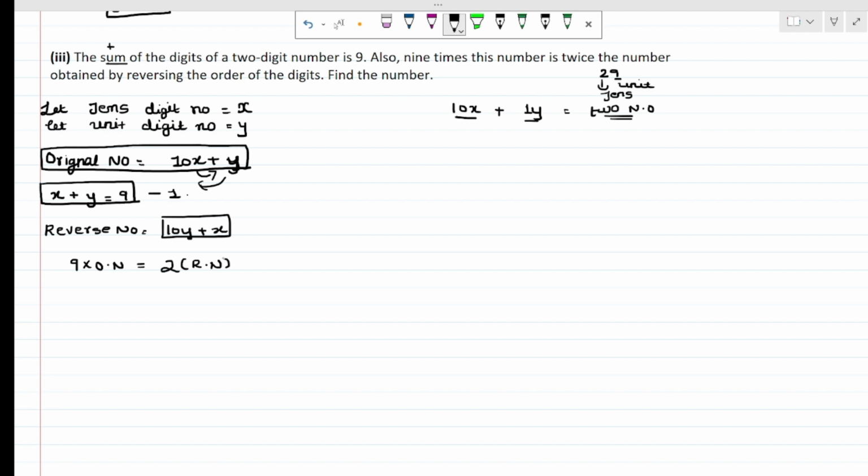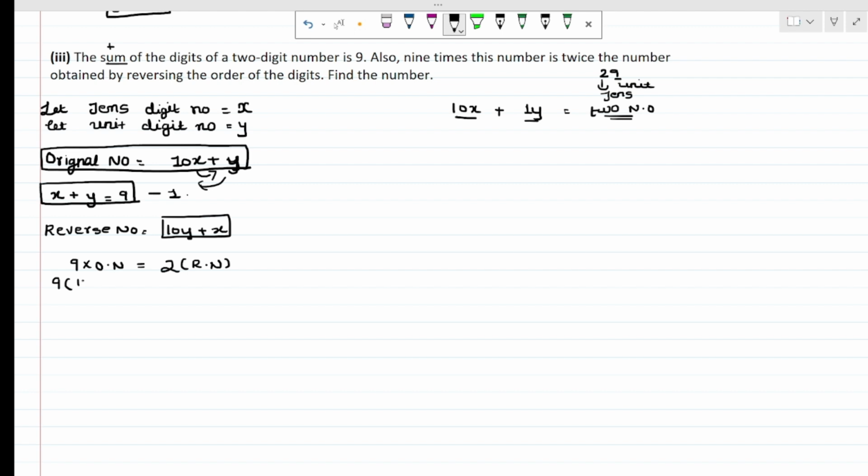First of all, whatever is given in your question, write down in your own language so that you can form your equation easily. As our equation says, 9 times original number. This number means original number. 9 times this number is twice of reversing number. Now substitute the values. What is your original number?